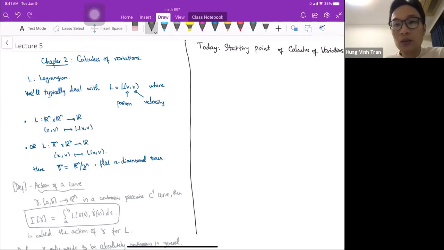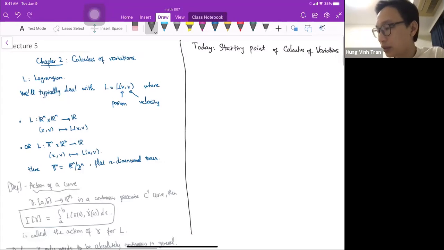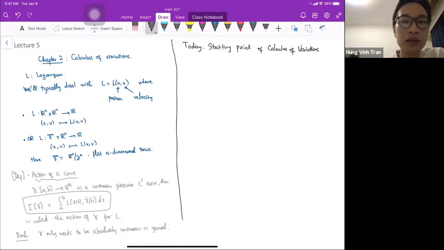Okay, I think that we can start slowly as people are coming in. Today is going to be the starting point of calculus of variations. You're going to see that some of the first parts are quite familiar to you. I'm starting anew. We are covering from the beginning, and then we're going to go very deep to study existence.